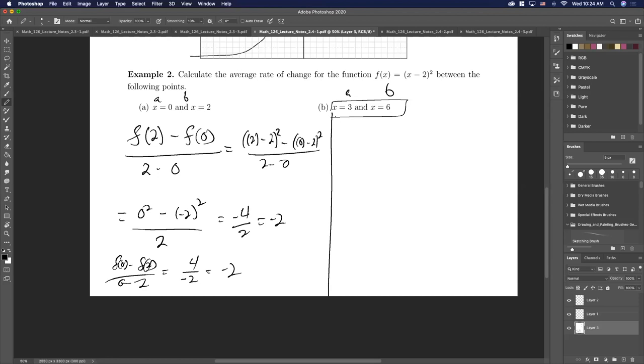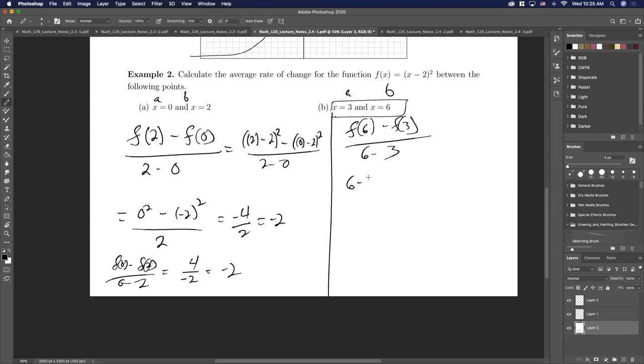And see if you guys get this, I'll crunch through the rest of them. So here, I'll set it up for you though. So f of 6 minus f of 3 all over 6 minus 3. All right, a bunch of people getting 5. So I think that's correct. So let's double check it real quick.